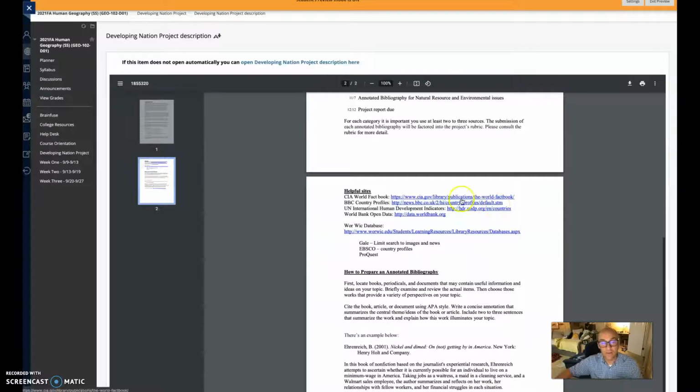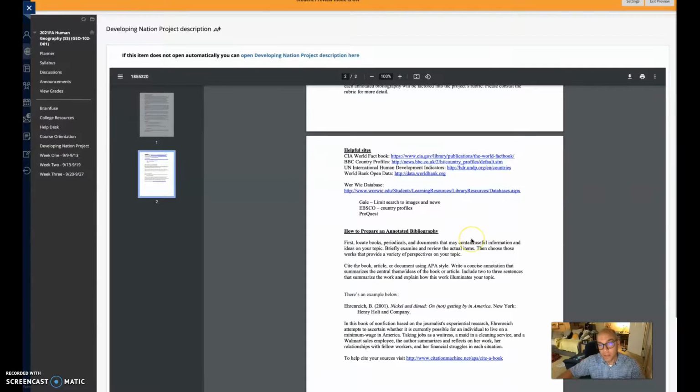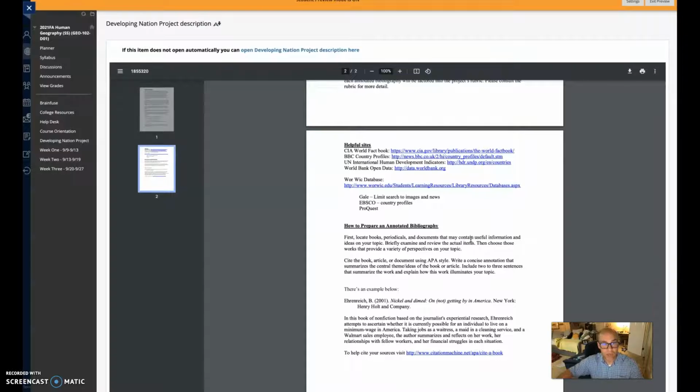As you scroll down, I've given you helpful sites, links to find information regarding your nation. So I try to sort of put things together for you to make it easy to find what you need. Okay, the database at Warwick is always great. Gale, EBSCO, and ProQuest, those are the best sources to look at. Okay, now down below I have an example of what an annotated bibliography looks like.